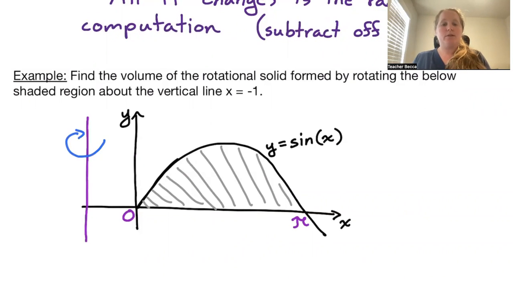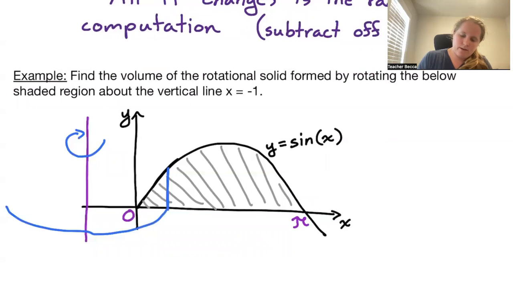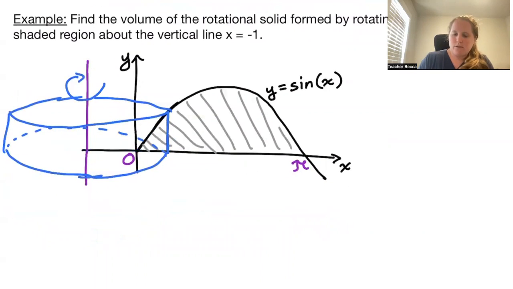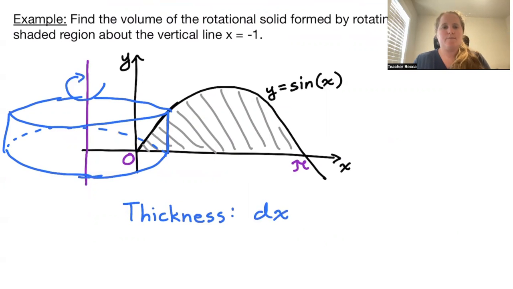So if we wanted to focus on a shell, we take a vertical cross section and we rotate that vertical cross section of our region around x equals -1. And then we give it slight thickness dx. So once again, our thickness is dx.